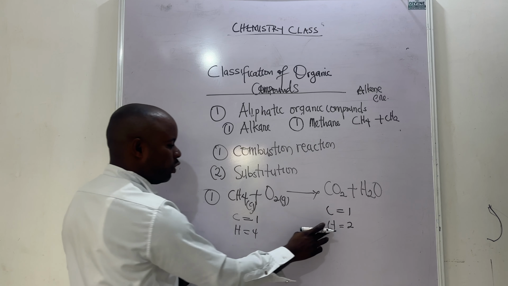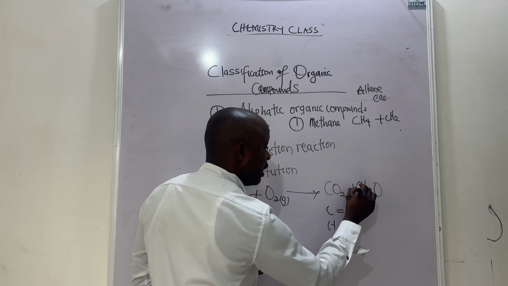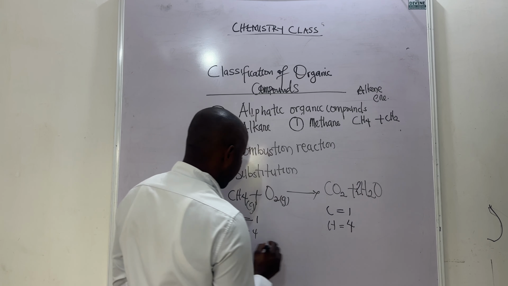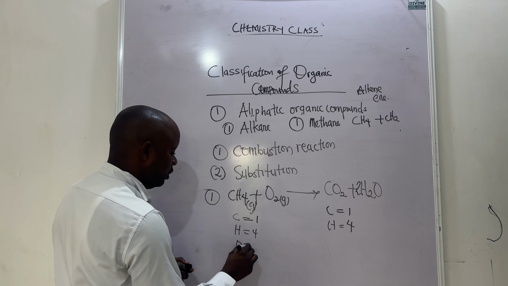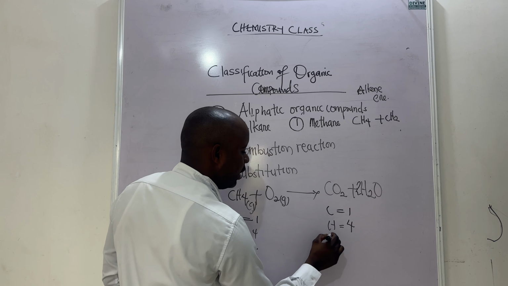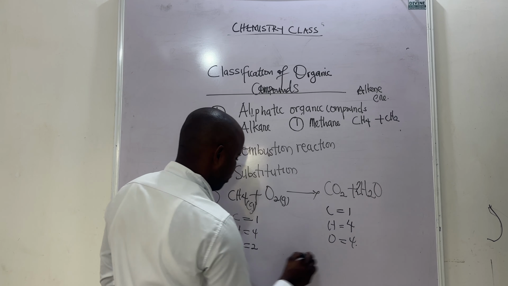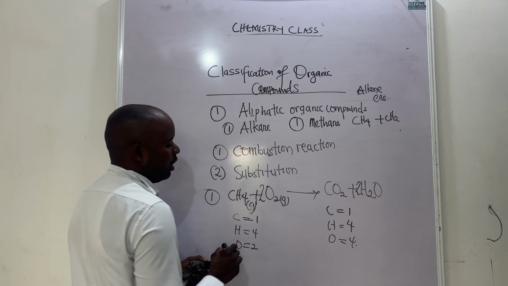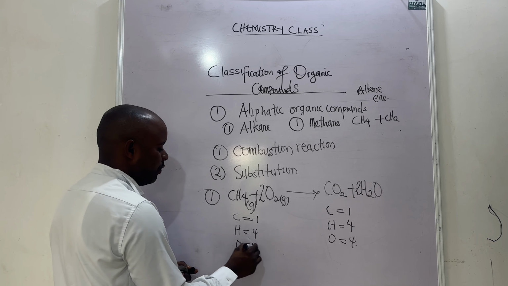So the hydrogen is 4. To balance this hydrogen, let's add 2 here: 2 times 2, you're going to have 4. Oxygen here is 2 plus 2, so oxygen is 4. For us to have oxygen balanced, I can add 2 here, 2 times 2 to give us 4.